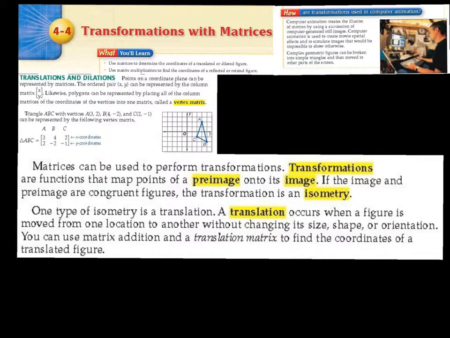Transformations are functions that map points of a preimage onto its image. If the image and preimage are congruent figures, the transformation is an isometry. One type of isometry is a translation. A translation occurs when a figure is moved from one location to another without changing its size, shape, or orientation. You can use matrix addition and a translation matrix to find the coordinates of the translated figure.